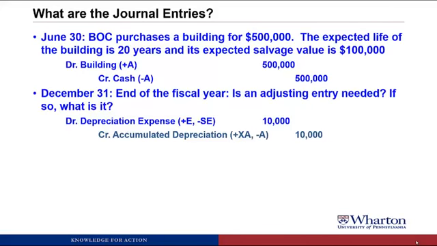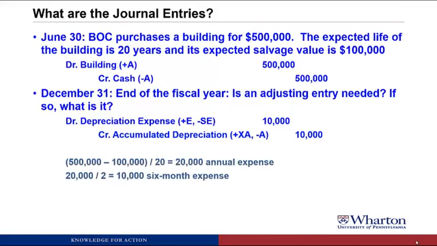Where did we get that from? I've got that one on the slide. So the building originally cost 500,000 and the salvage value was 100,000. So we're using up 400,000 of value over time. We're doing it over 20 years. So that's 20,000 of depreciation per year. But it's only been 6 months. So we need to take the 20,000 divided by 2 to get $10,000 of expense for the 6 months.